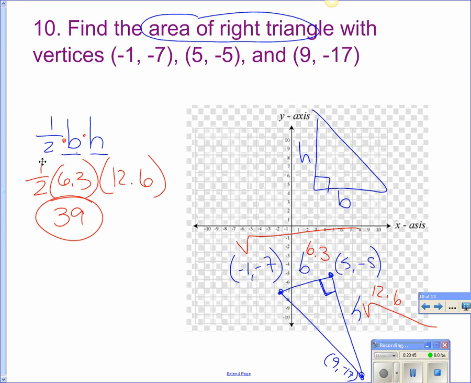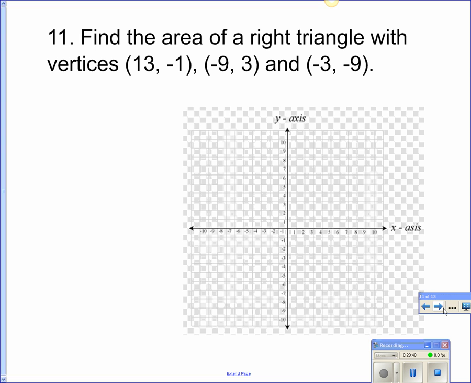All right, last example, last one. Find the area of a right triangle with vertices 13, -1, -9, 3, and -3, -9. Brandon, tell me something that's important about this problem. Stephen R., what's the formula for area of a triangle? 1/2 base times height for a triangle. Chase, am I going to have to graph this one? Yes, I'm going to have to graph it.